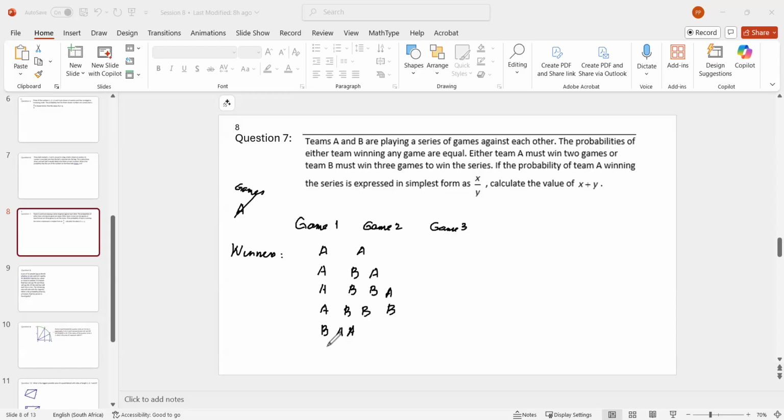Then we stop there. Or you could have had, let's go here. You could have had BAA, or you could have BAB. It doesn't stop there. But if I had an A here, that stops. I could have had BAB, and if I had a B here, that stops, because you got 3 Bs. See, if B wins 3 games, then B wins the series. So A wins the series here.